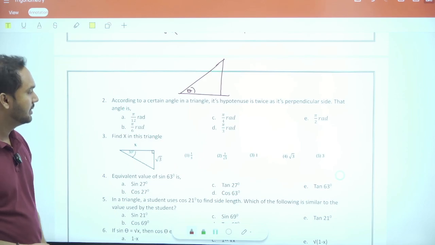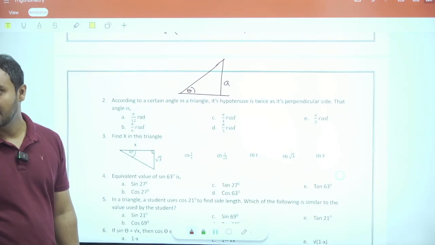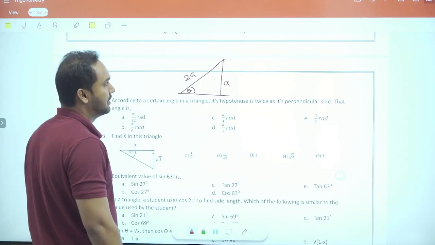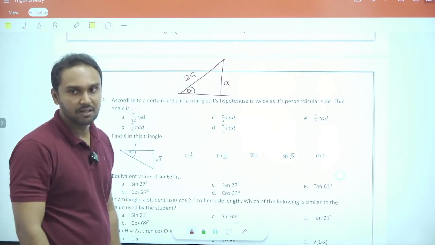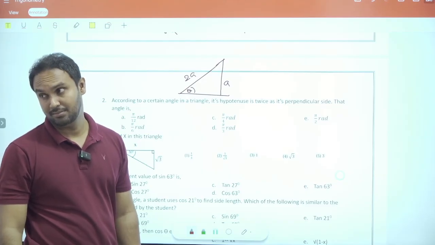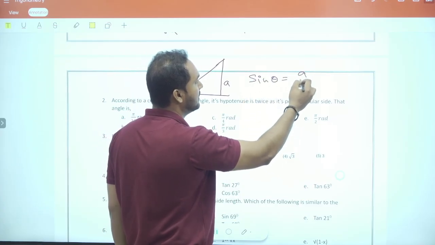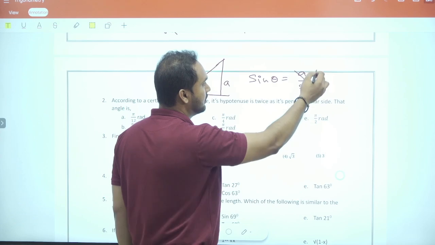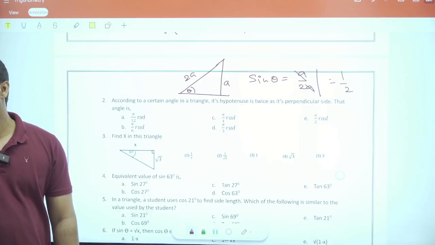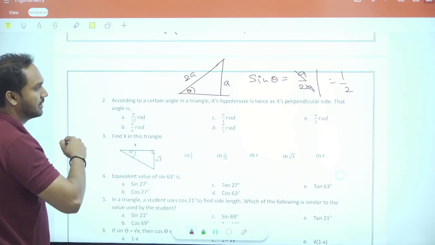It hasn't been directly given as opposite, but we will take the opposite side. If I take it as a, the hypotenuse will be 2a, right? This will be 2a. So opposite over hypotenuse, what is the trigonometric ratio there? That will be sine. So sine theta is a over 2a. The a's cancel out, which gives half. What gives sine theta a half? Yeah, sine 30 is half, right? So the theta value should be 30 degrees.